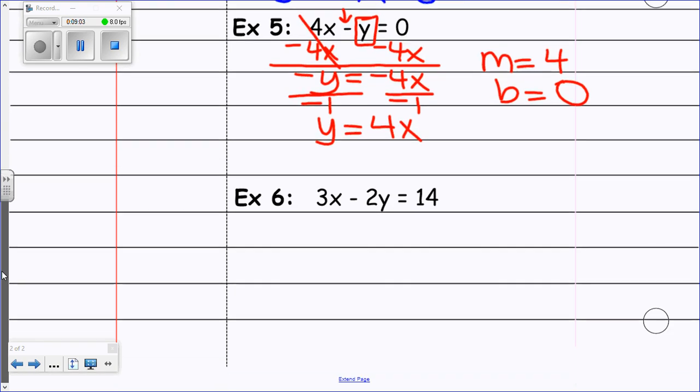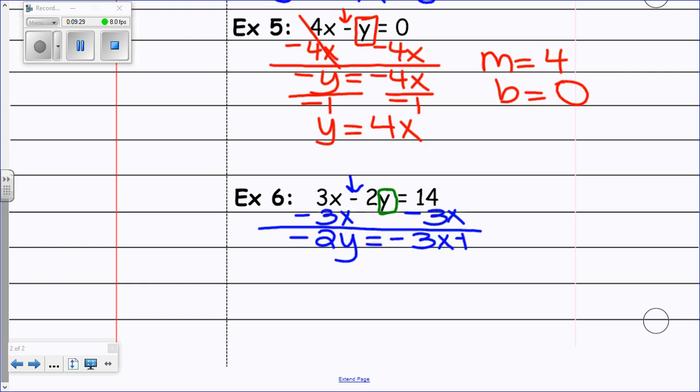In our last example, example number 6, we want to get, again, y by itself. So what we're going to do is we're going to move the x term. And we're going to subtract. You have a minus. Make sure you bring that down. So negative 2y is equal to negative 3x plus 14. We still want to get y by itself. It's not by itself yet. So we need to divide by a negative 2. So we're going to divide everything by a negative 2.